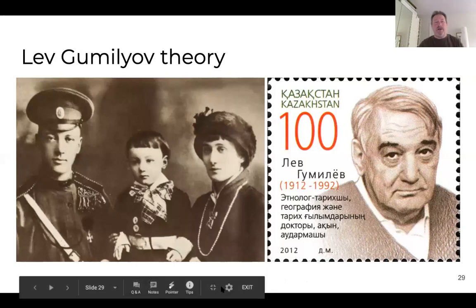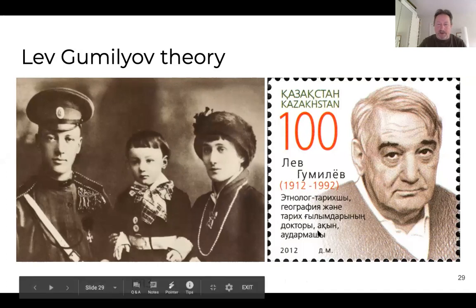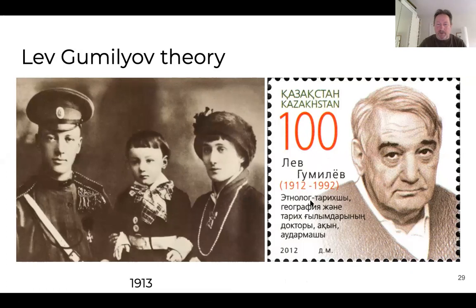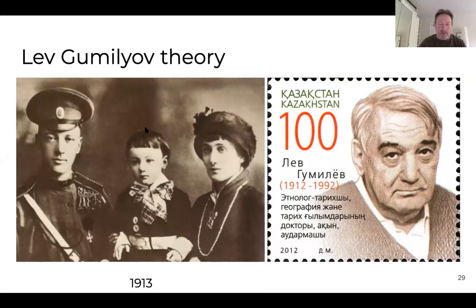That's the Lev Gumilov theory. This is the final portion of this part of the lecture. Lev Gumilov, it is 100 years old. It's a Kazakhstan postmark. This is Lev Gumilov in childhood. This is his father, Nikolai Gumilov, and his mother, Anna Akhmatova. They are very, very famous Russian poets.